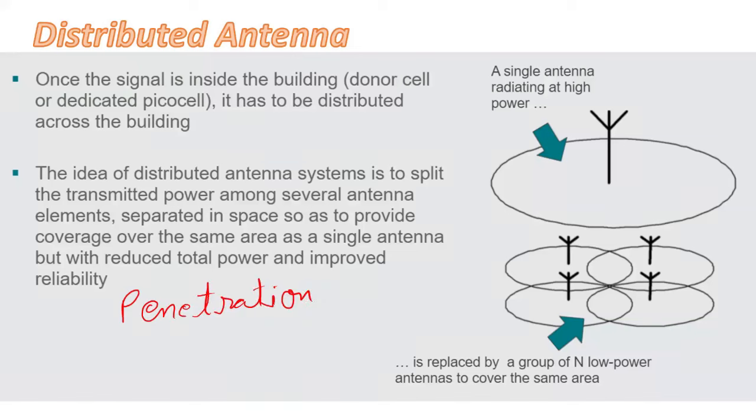This is possible because less power is wasted in overcoming two things. One is penetration, and the second one is shadowing. Due to this, line of sight is present more frequently, right? Our LOS is more frequent, due to which our coverage is improved, our signal is improved, and we have less fade depth and reduced delay spread. So this is the basic concept of the DAS.